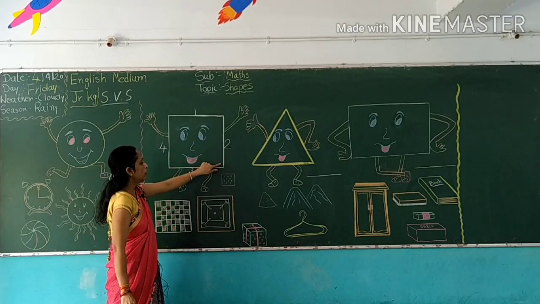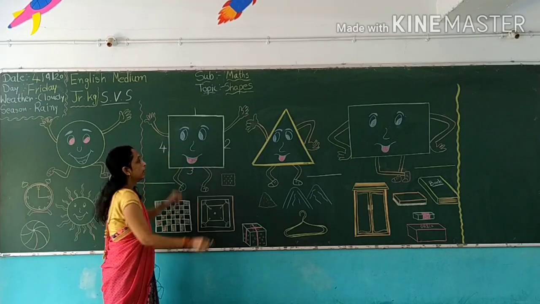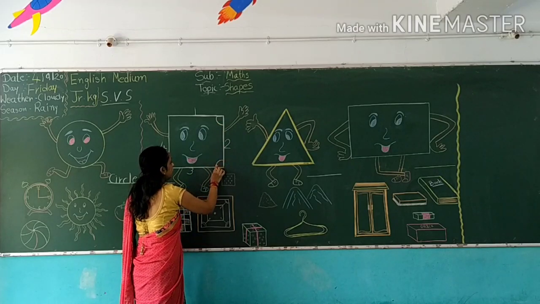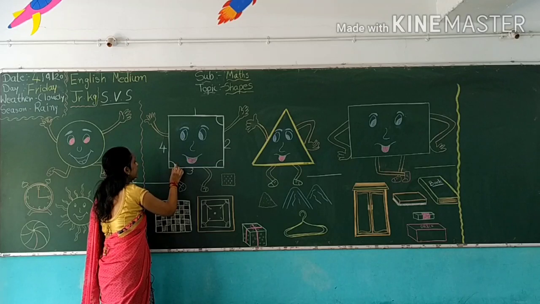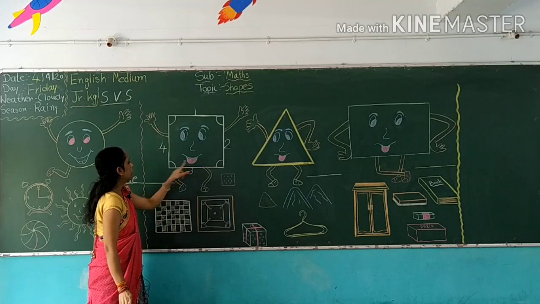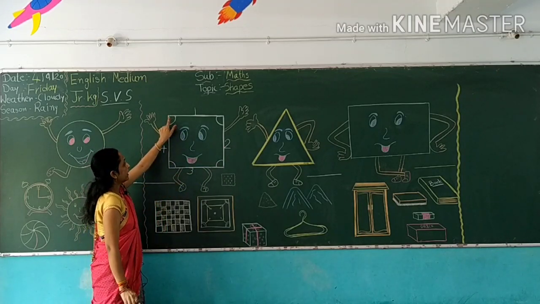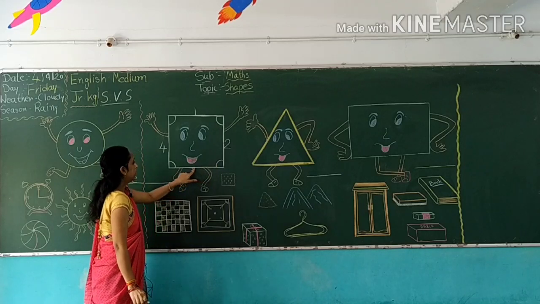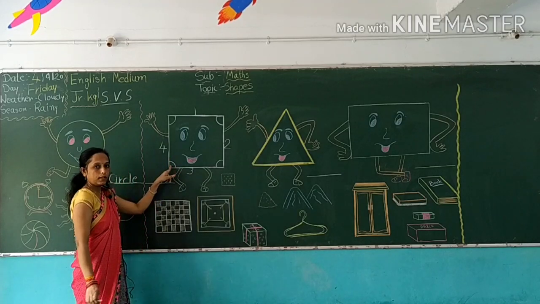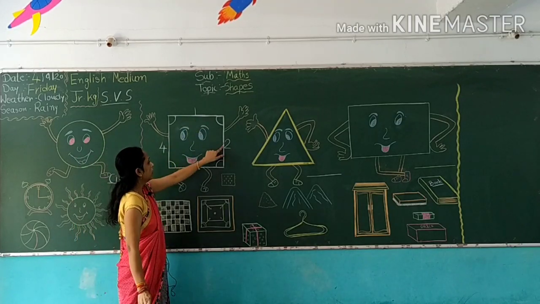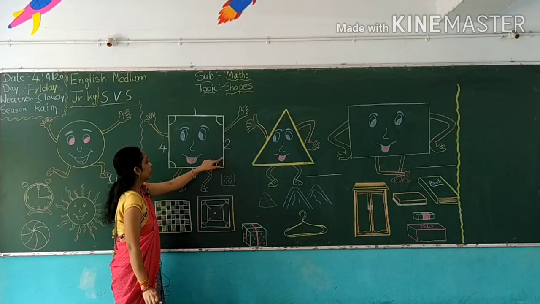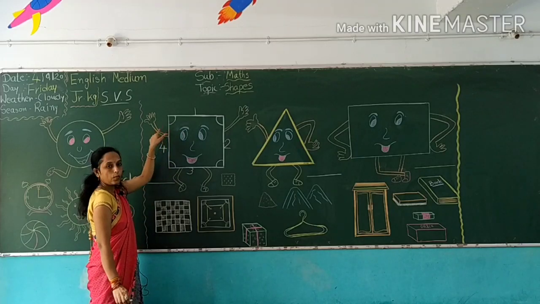1, 2, 3, 4. It has four corners. 1, 2, 3 and 4. Look here, four corners. And four side. 1, 2, 3, 4. This is side and these are corners. Okay, these are side, four sides. 1, 2, 3 and 4. And these are four corners. 1, 2, 3, 4. Four corners.